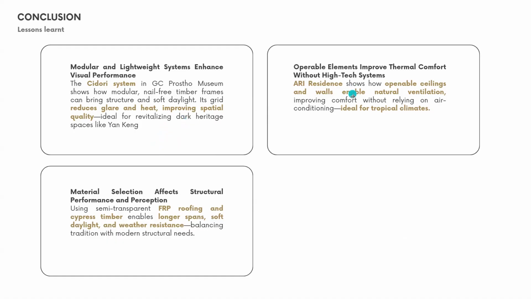Next is the operable elements that improve thermal comfort without using a high-tech system. As shown in the residence, they only use operable ceilings and walls that can enhance natural ventilation. So they won't need to rely on mechanical systems. And also these systems are low-tech and easily operable by anyone. Next is the material selection that affects the structural performance and perception. By using FRP roofing and cypress timber, they enable longer span, soften the daylight, and are weather resistant. So it helps to balance tradition with modern structural needs.